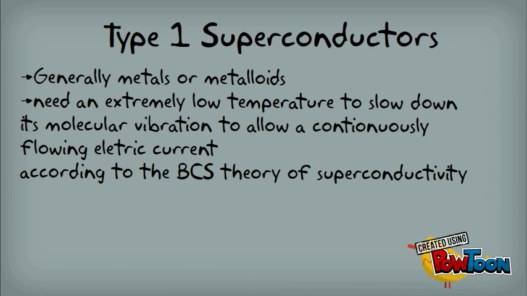Type 1 or soft superconductors show some conductivity at room temperature. Generally, they are metals or metalloids. They need an extremely low temperature to slow down their molecular vibrations to allow a continuously flowing electric current.